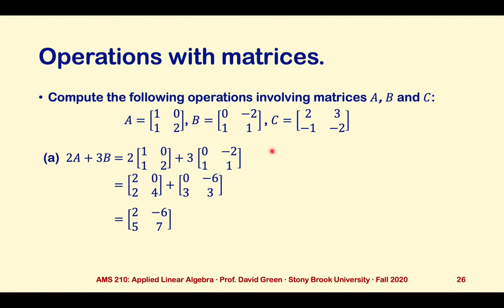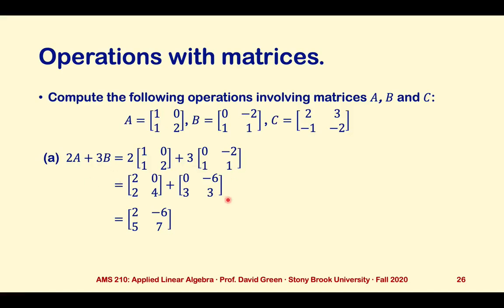Doing the same idea with the second scalar multiple, 3 times b, where b is a 2 by 2 matrix, 0, -2, 1, 1. All of these elements multiplied by 3. 0 times 3 gives 0. -2 times 3 gives -6. 1 times 3 gives 3, and this is also a 1, so 1 times 3 is 3.